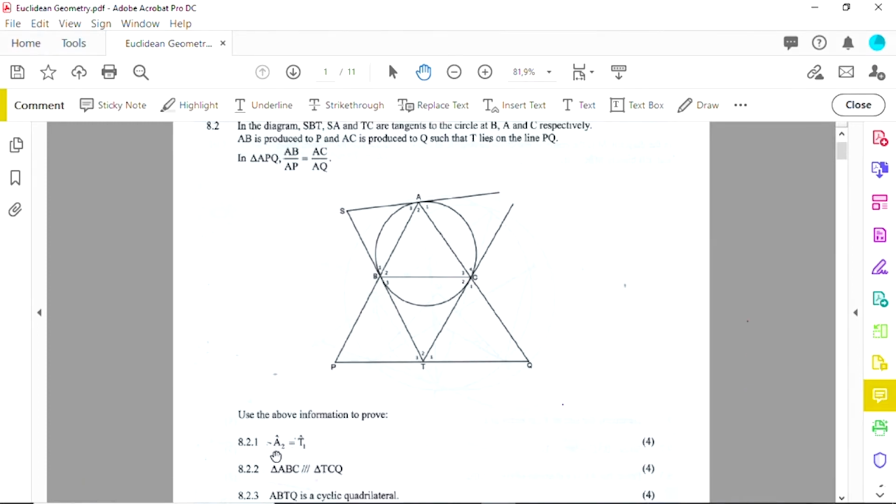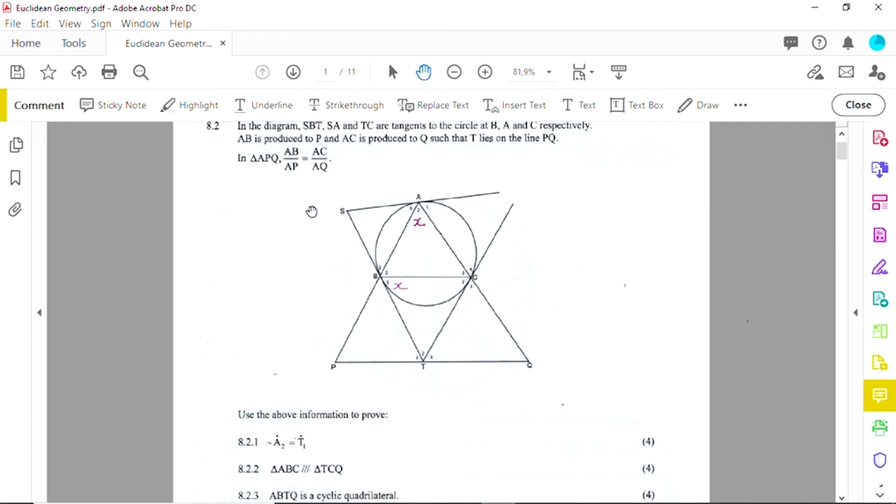Now, to prove angle A2 is equal to angle T1, we may want to let A2 equal to X. Now, think about any other angles in the given diagram that are equal to X, with reason. Now, look at tangent SB. You can clearly see that using tangent SB, B3 must be equal to X, and the reason being tan chord theorem.